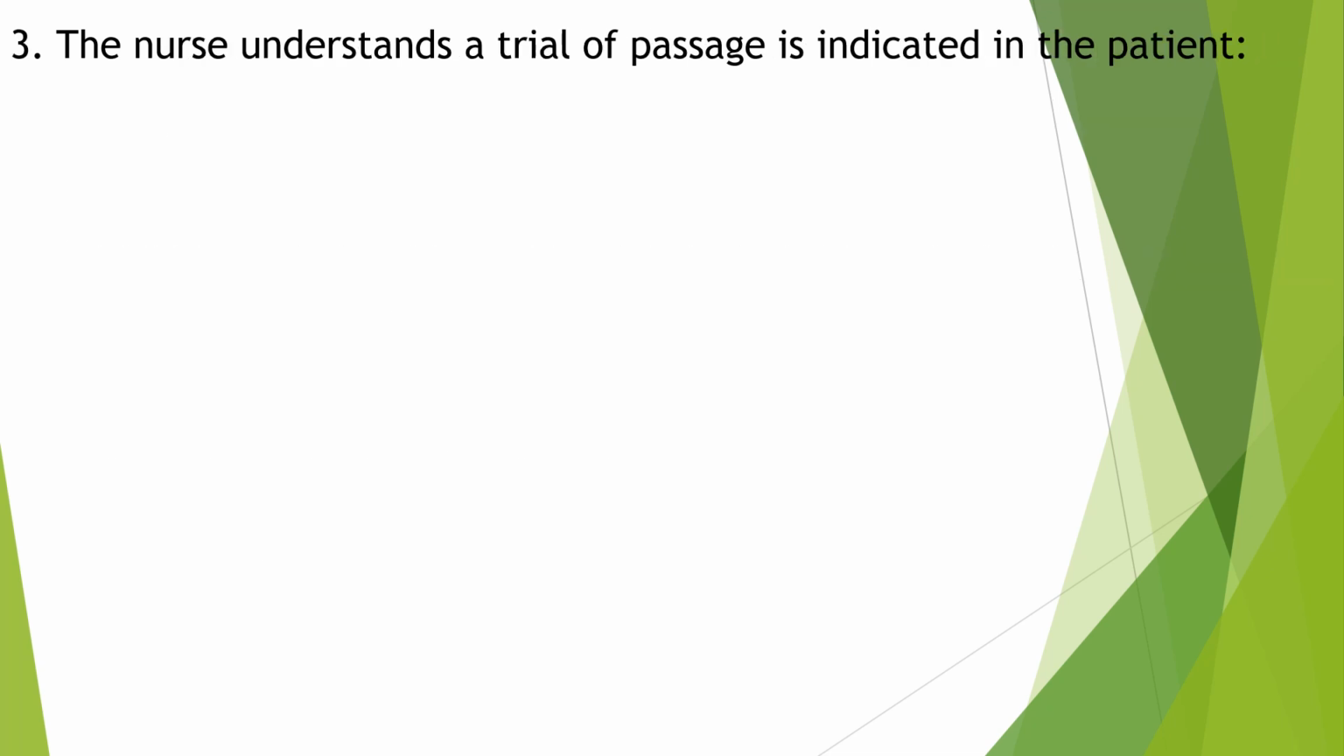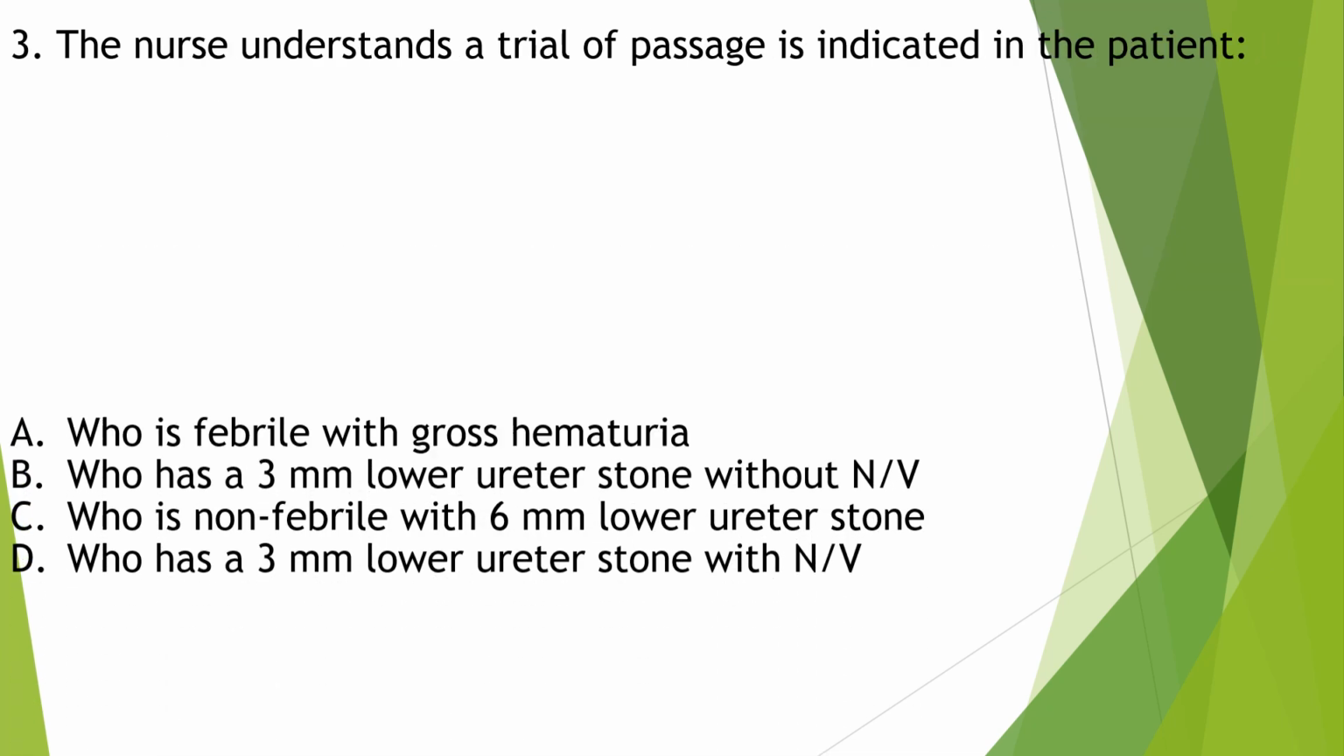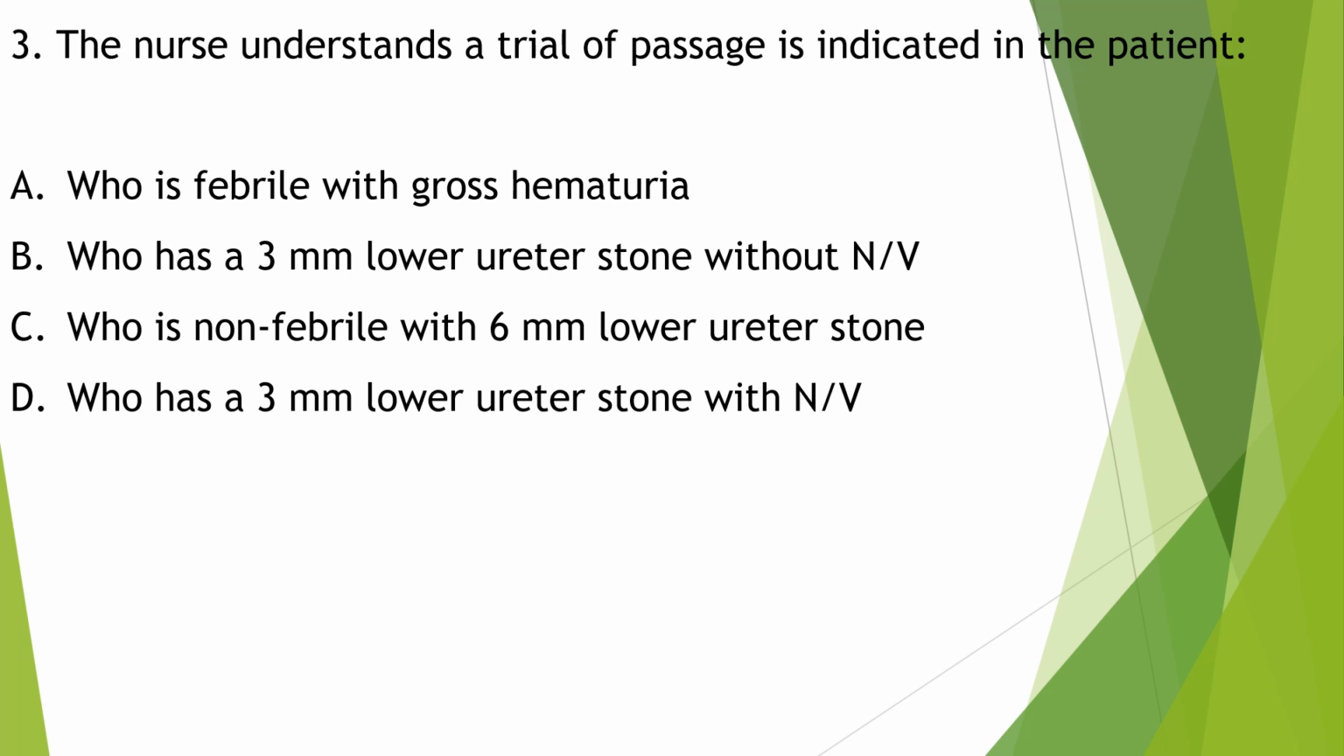The nurse understands that a trial of passage is indicated in the patient who is febrile with gross hematuria, who has a 3 mm lower ureter stone without nausea and vomiting, who is non-febrile with a 6 mm lower ureter stone, or who has a 3 mm lower ureter stone with nausea and vomiting. A trial of passage is indicated for small stones and also without nausea and vomiting. So it is the patient who has a 3 mm lower ureter stone without nausea and vomiting.